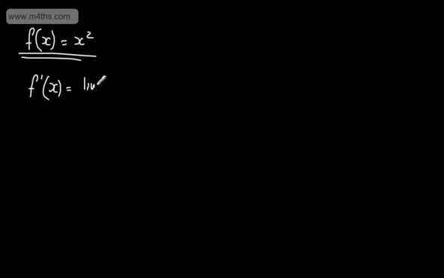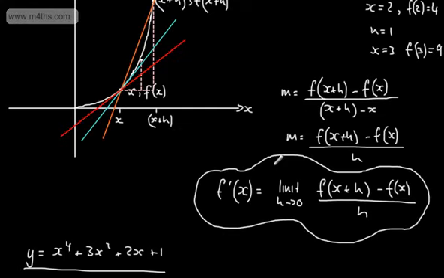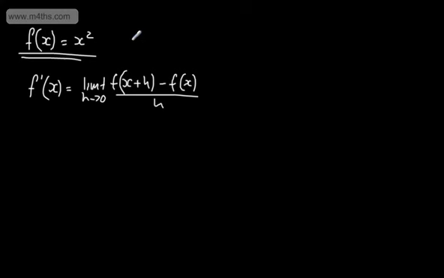Let's take f of x to be equal to x squared. Now, our definition is that f dashed of x will be equal to the limit as h tends to 0 of f of x plus h minus f of x, and then that's all going to be over h. So this is what we've just defined here. Let's look at applying that to x squared.